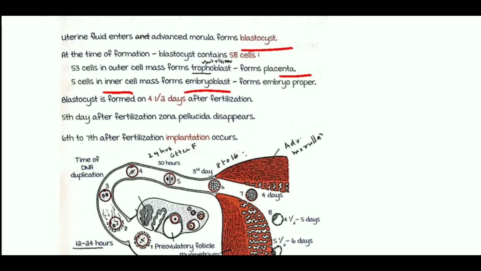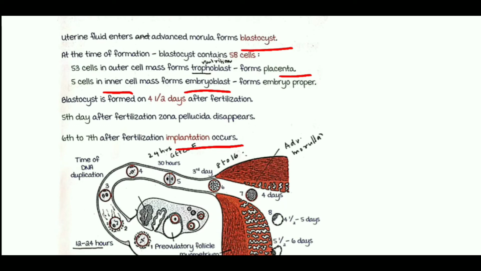So when the advanced morula enters the uterine cavity, this blastocyst will be formed on the 4.5th day after fertilization, and on the 5th day after fertilization, as I said, the process of hatching takes place and the zona pellucida layer disappears. So by the 6th to 7th day after fertilization the implantation will be happening.